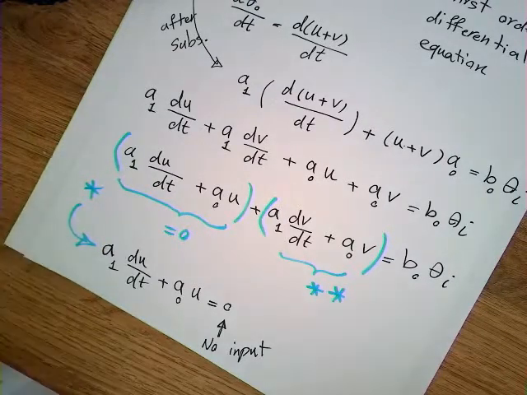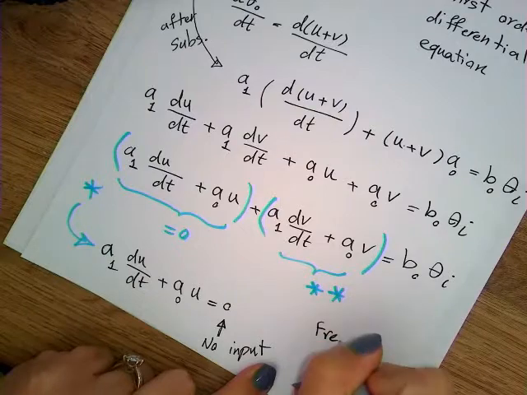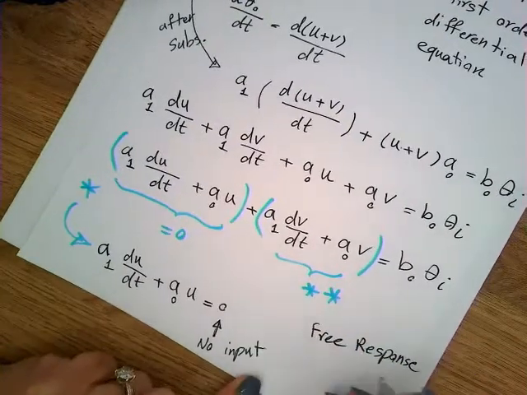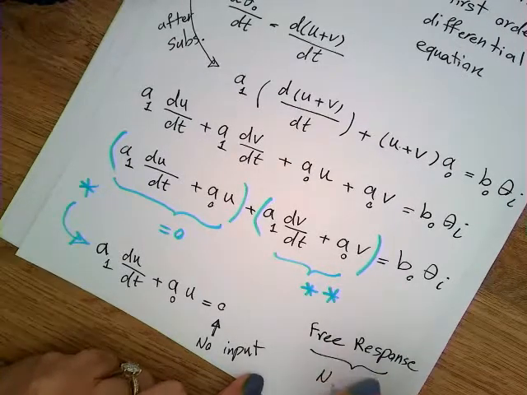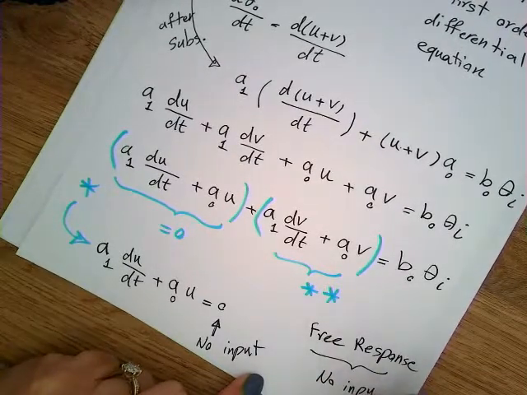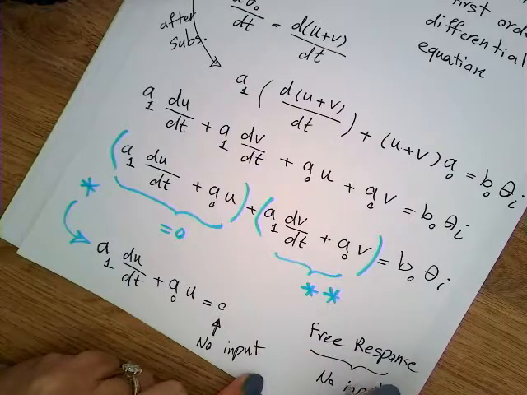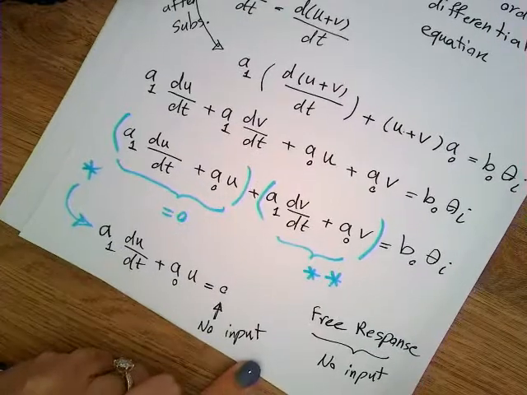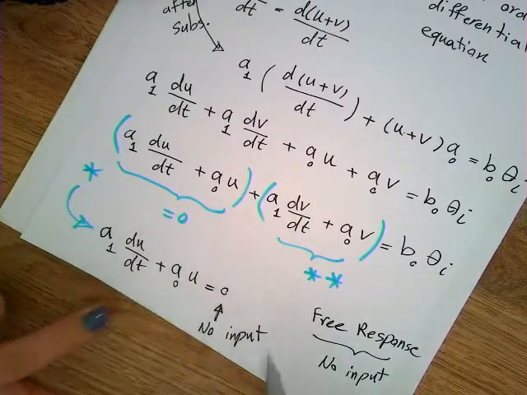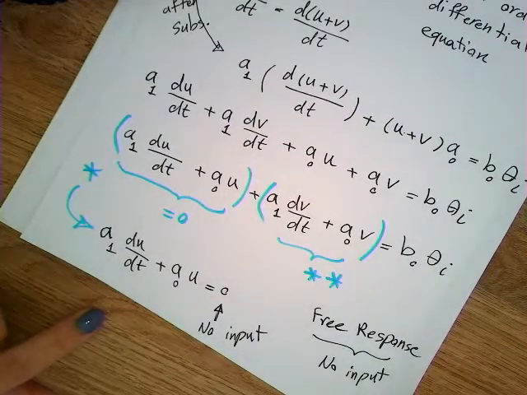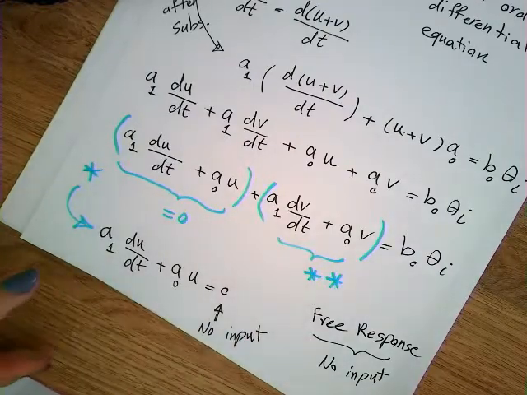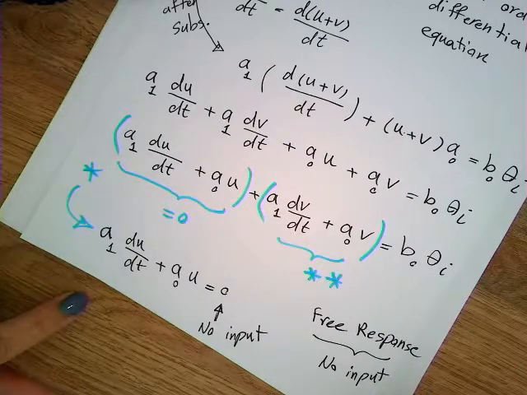So the word free response indicates that there is no input. So it's independent of the input. So it means that no matter what happens to the input, I have that transient response happening to my signal. But this is not the whole response. This is a part of the whole response that I will get from the system.